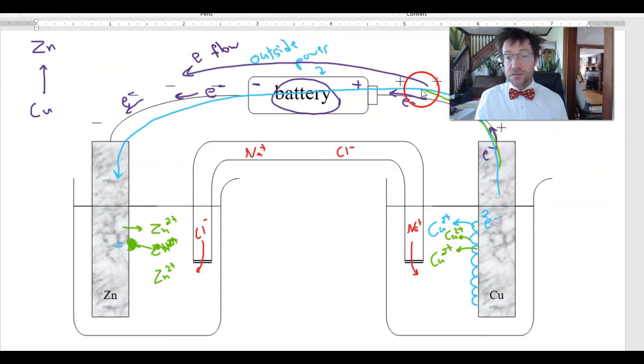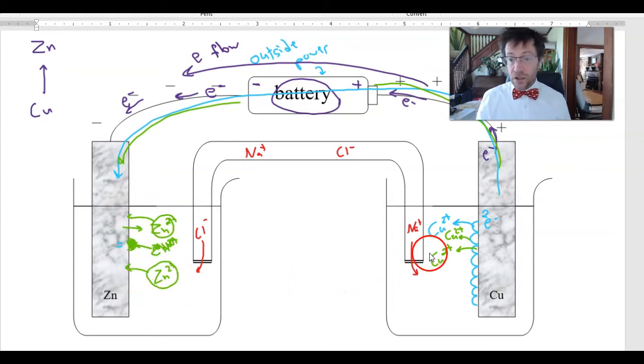All the electrons flow through the battery. They come back in here. All of these zinc ions gather up their electrons until you've either used up all the zinc ions or you've dissolved the copper, and then you're done. That's it. That's how you recharge a battery.